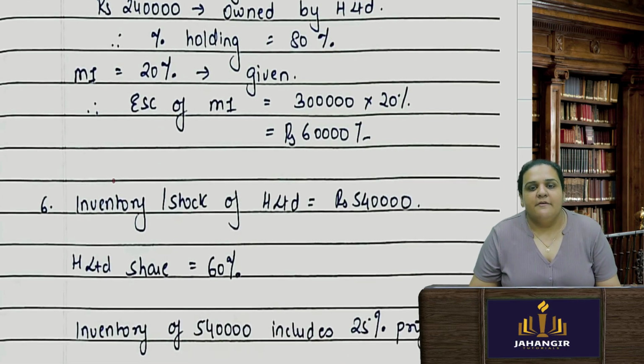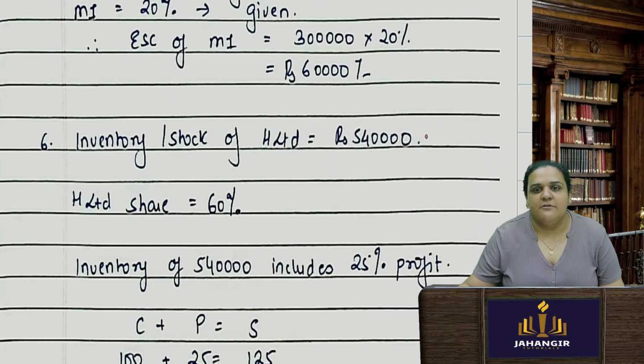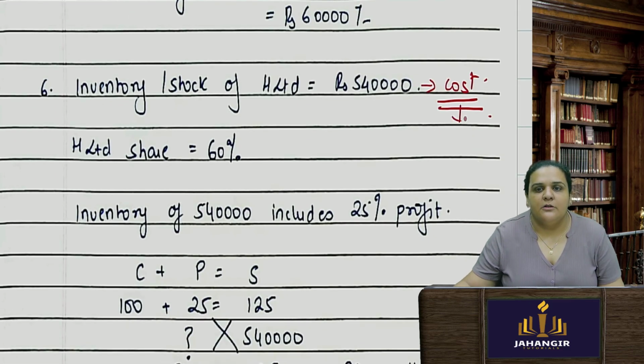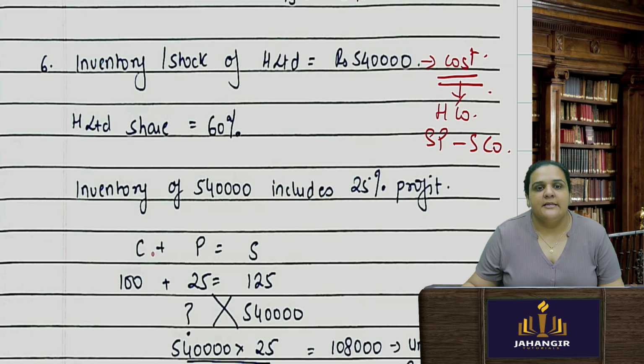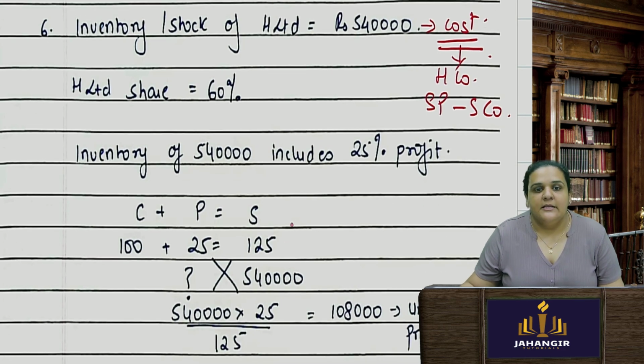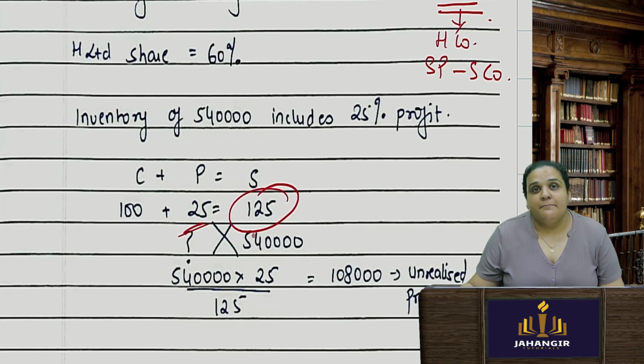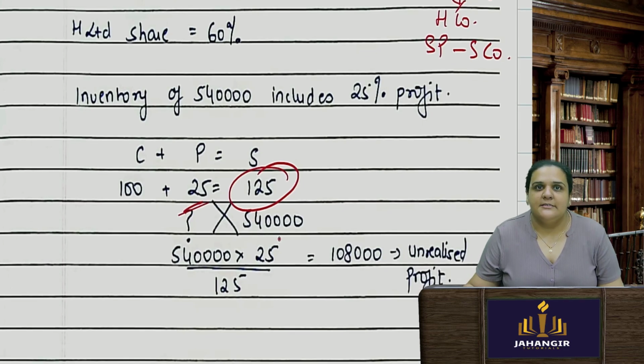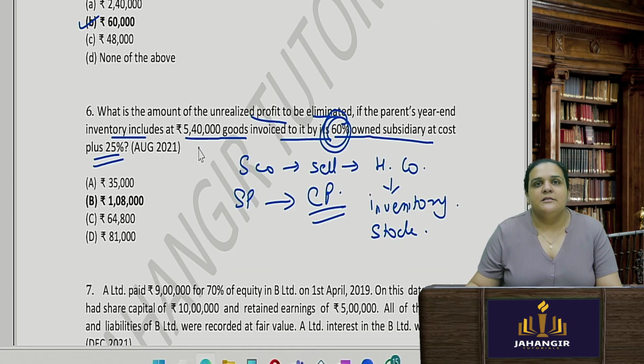Okay, so inventory is of 5,40,000. This is the cost. Inventory is always calculated at cost. So cost for the holding company and selling price for the subsidiary company, right? How they are selling? Cost plus profit is equal to sales. They are selling at cost plus 25%. Okay, that is selling price will be 125. So for subsidiary company, the selling price is 5,40,000. It is given. How I came to know for subsidiary company it is 5,40,000? Because what is the selling price for the subsidiary? It is the cost price for the holding.